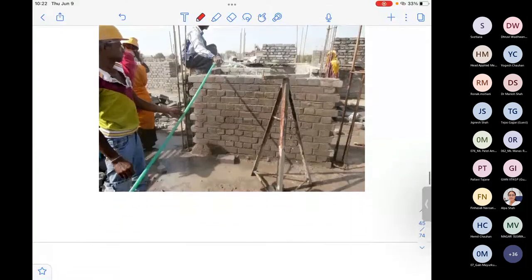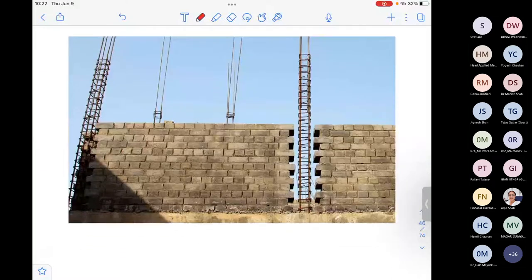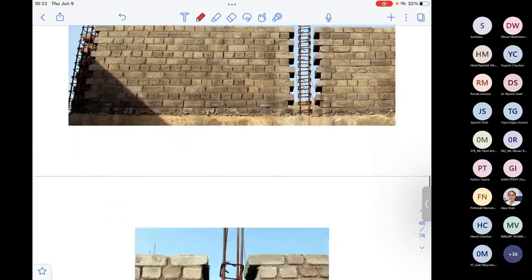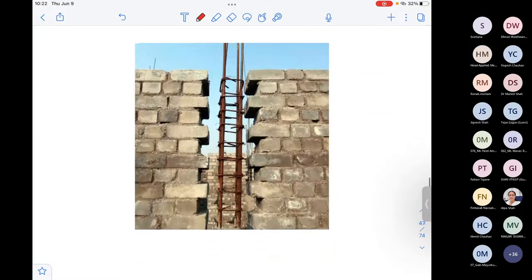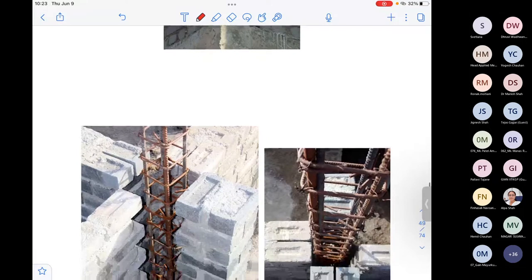And curing. I've shown earlier these details of toothing. So the question is how they constructed concrete in these tie columns. I will show you that. This is again toothing. This is also toothing at the corners.